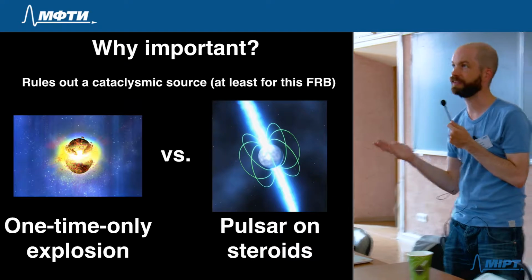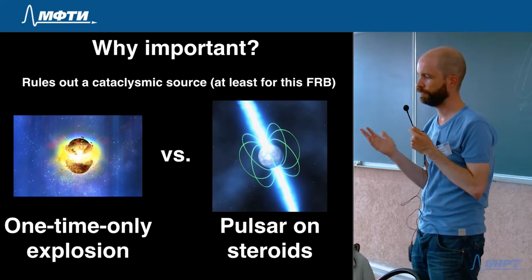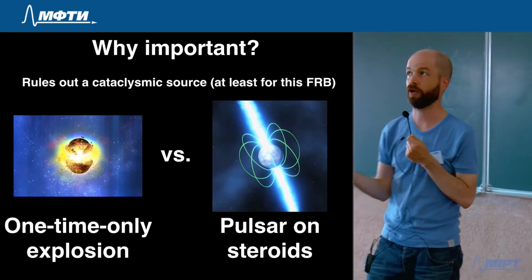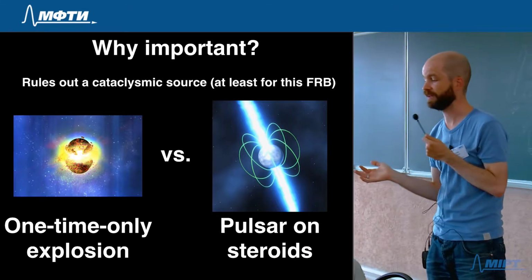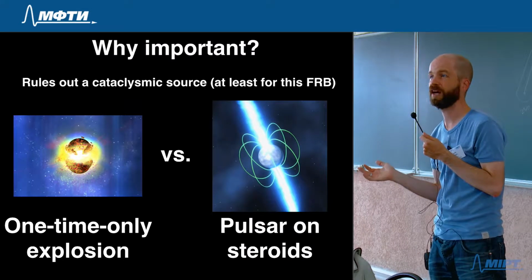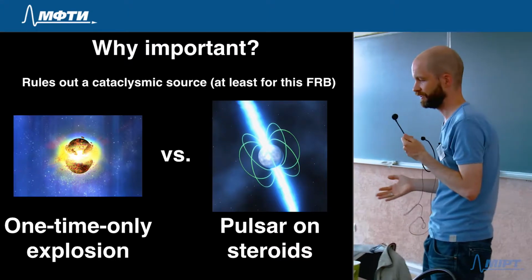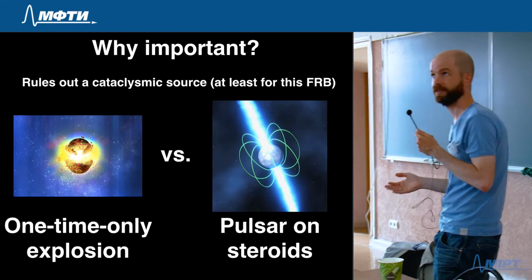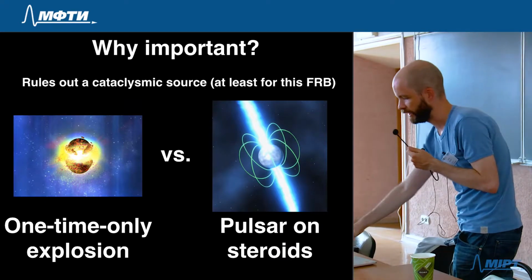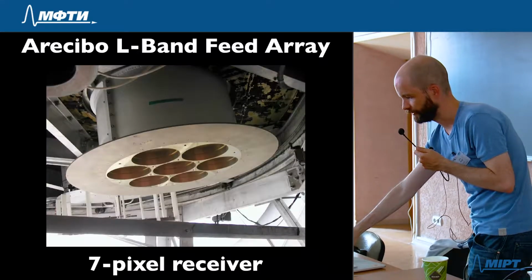And of course, this leads to the question, if you have a repeating source, obviously it cannot be from a cataclysmic event. It's not from a one-time-only explosion, right? So what is this source? Is it some kind of pulsar on steroids? Is it at a large distance? And how does it relate to the other fast radio burst sources?